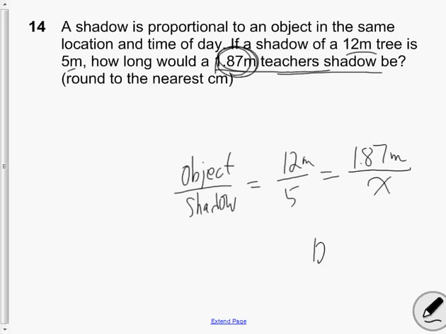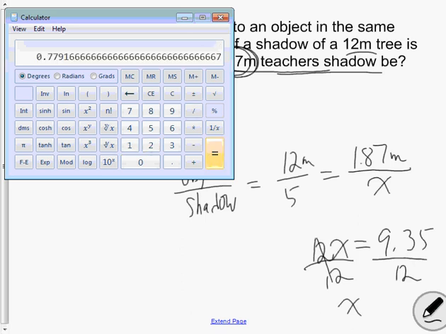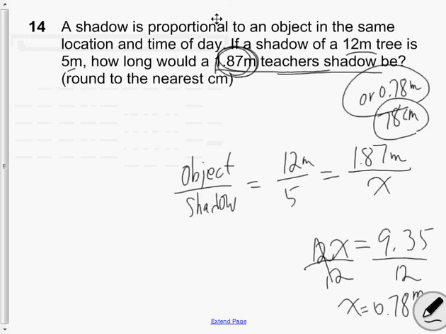So here, again, algebra is the easiest way to tackle this. If I take my 1.87 and multiply it by 5, I get this really weird looking equation. Divide both sides by 12. And x will equal, wow, 0.779. So we're going to make it roughly 0.78 meters, or a better answer would be 78 centimeters. But both answers are the same. Roughly, something around that would be good.